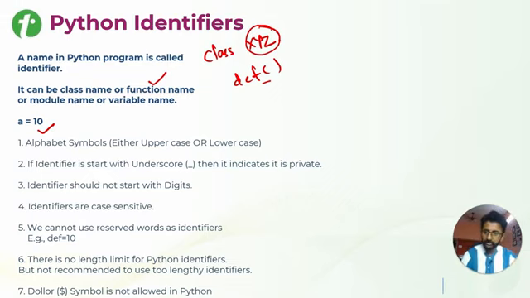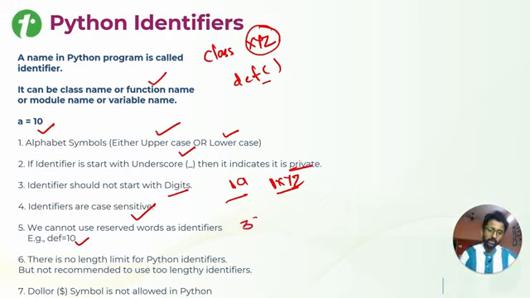It should start with an uppercase or lowercase letter. If it starts with an underscore, it will be a private one. We will talk about that in coming slides. An identifier should not start with digits, that means 1A or 1XYZ. These kinds of names are not allowed. Identifiers are case sensitive, and we will see an example of it. We cannot use reserved words as identifiers.